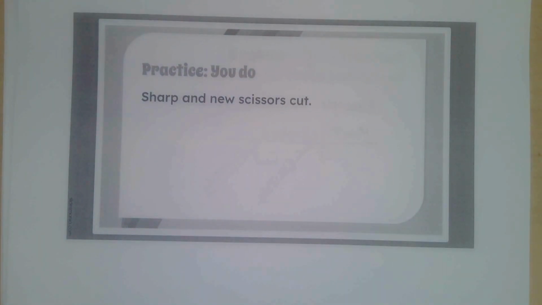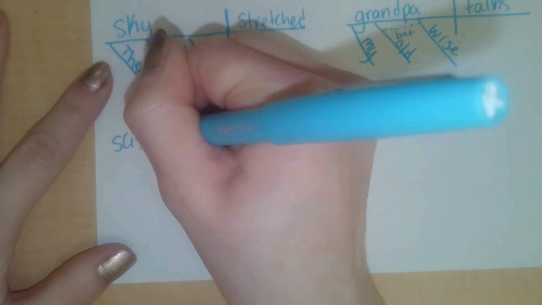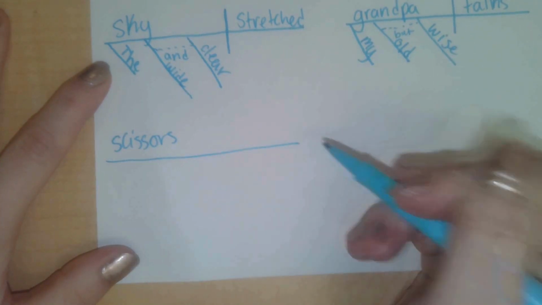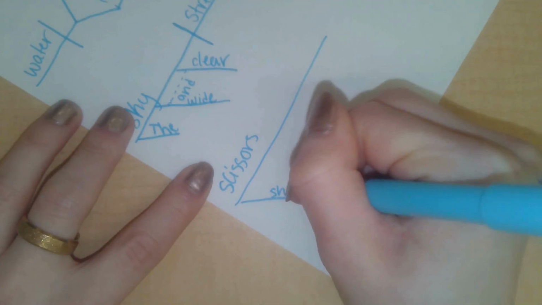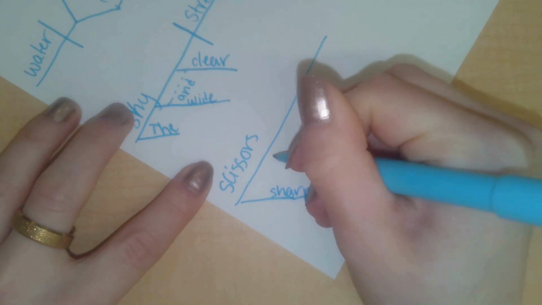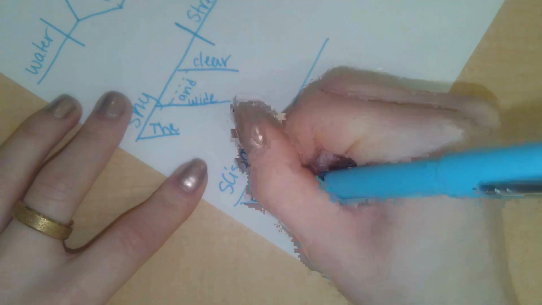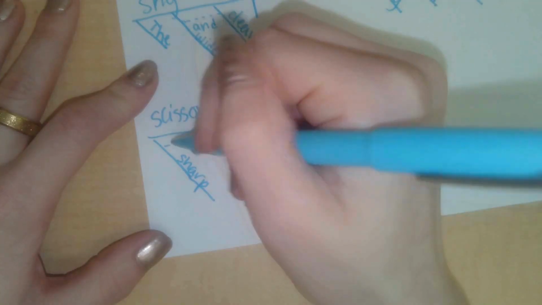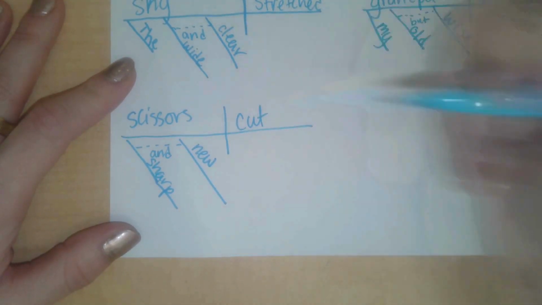Now I'd like you to do this one on your own. Go ahead and pause. And here is the answer. Scissors is our subject. Scissors is the one that's doing something. Sharp is describing the scissors. New is describing the scissors. And is connecting them. Then what did the scissors do? We have our verb, cut.